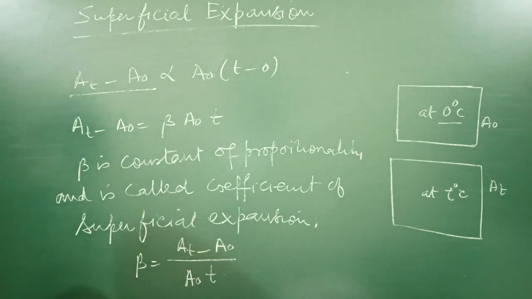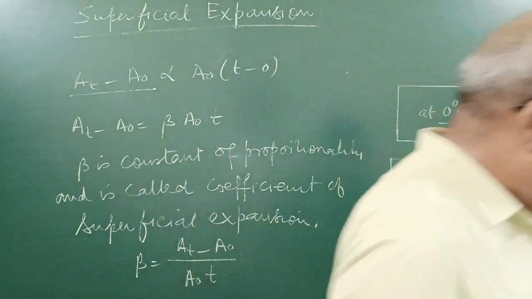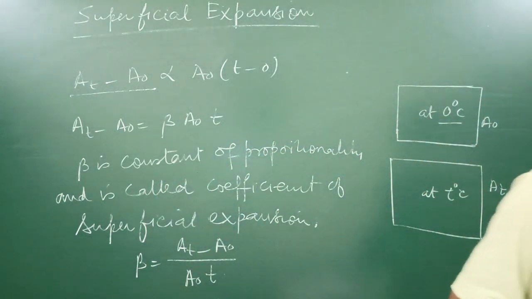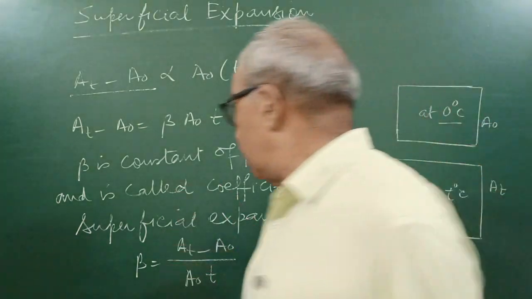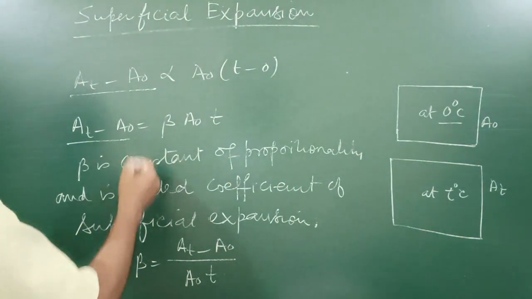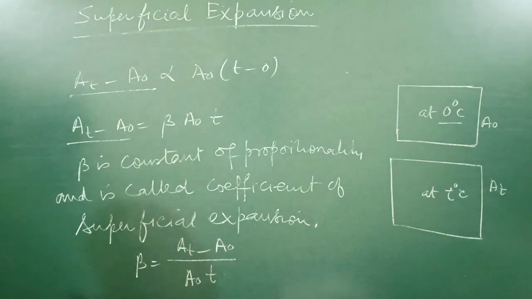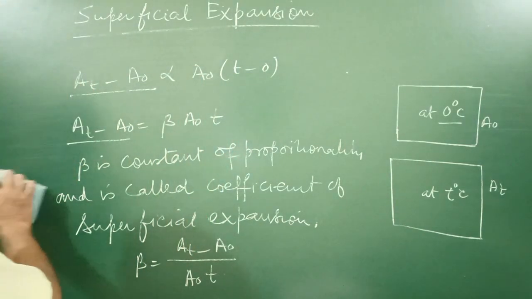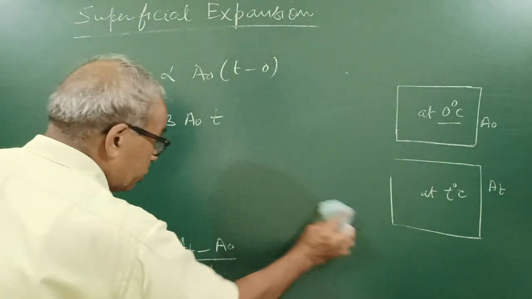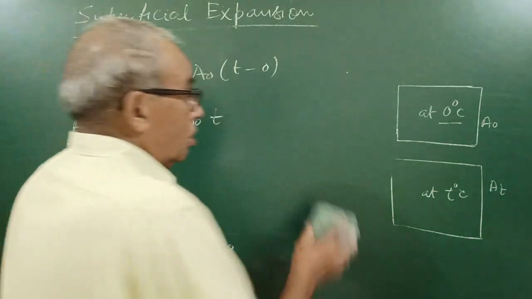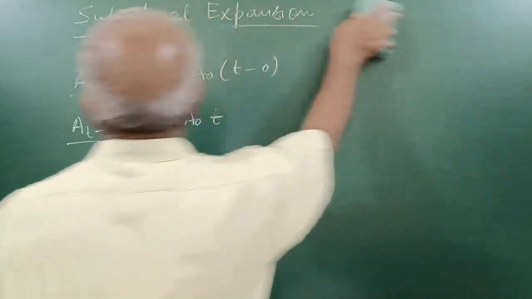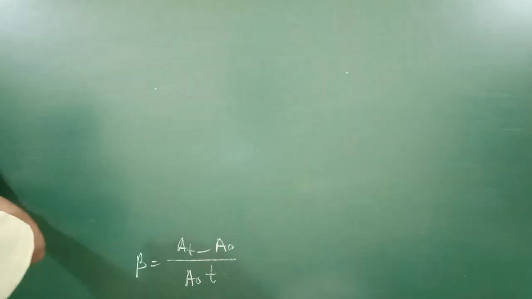So per unit, we find the value of one unit, and if we then have to find the quantity, we multiply by it. If beta is known, the increase in area is beta into A0 into T, so we get this. So this is the concept of constant of proportionality. When a physical quantity depends on more than one factor, then we find the per unit value of those factors to find the value of that given quantity.